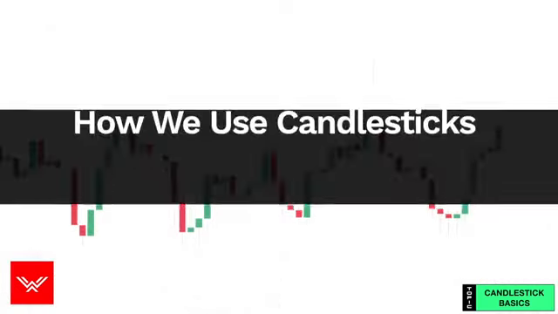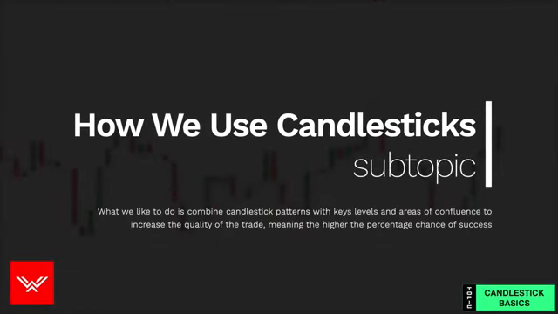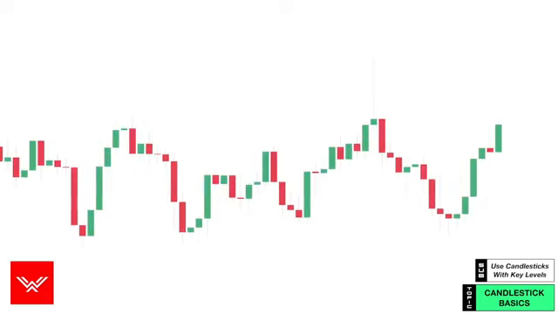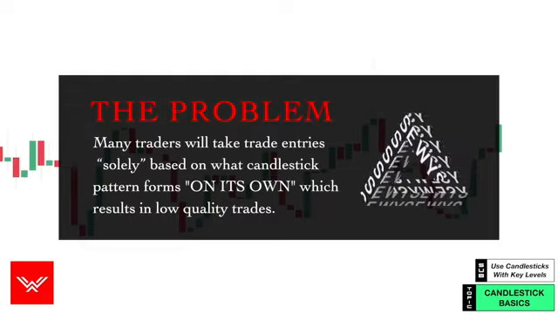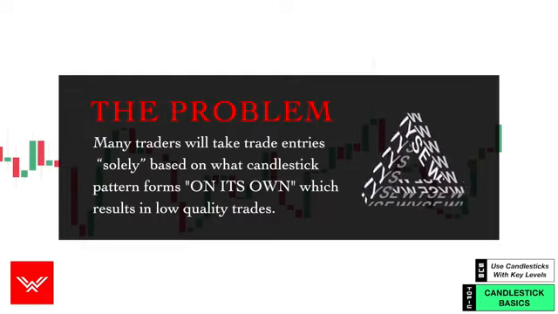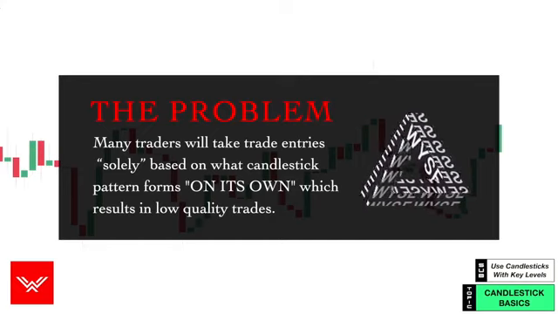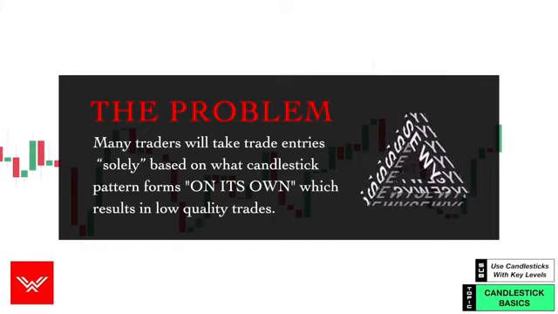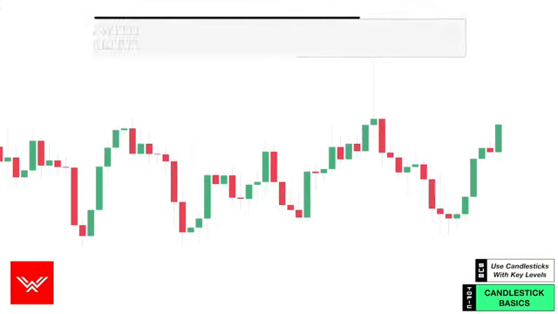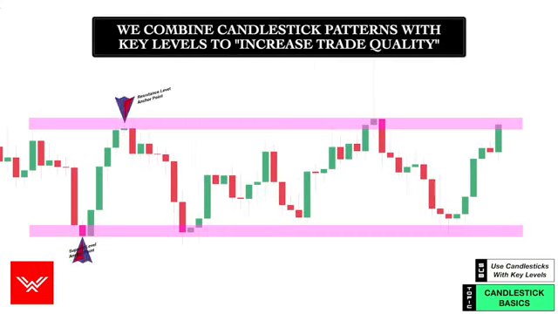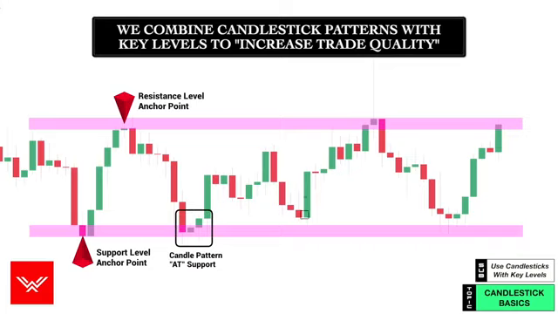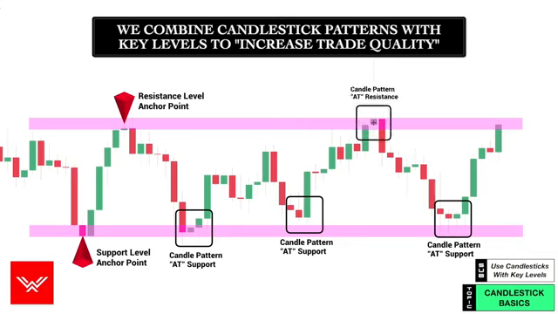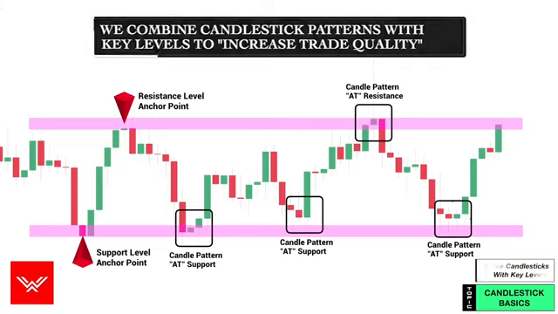So next, how do we use candlestick patterns? Many traders will take trade entries solely based on what candlestick pattern forms on its own, which results in low quality trades. What we like to do is combine candlestick patterns with key levels and areas of confluence to increase the quality of the trade. And the higher the trade quality, the higher the percentage chance of success. So now, let's dive into the exact candlestick patterns we use.